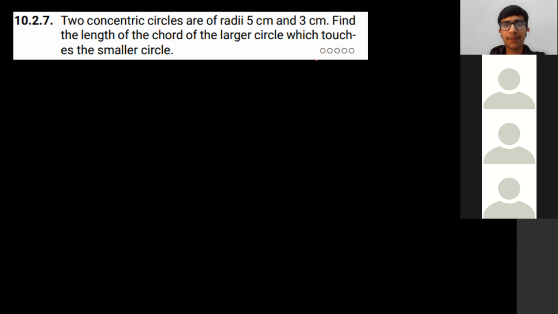Ananya, incorrect. You have made a very small mistake. Okay. So we have two concentric circles. Let's say this is the first one. This is the second one.